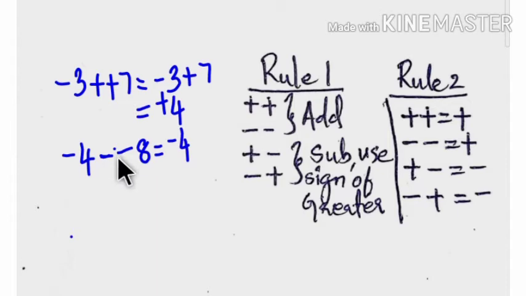Here negative into negative. We can replace two negative signs with one positive sign. Okay. So negative 4 plus 8 is equal to, if the signs are different, we should subtract the numbers and use the sign of greater number. So 8 minus 4 is 4. Sign of greater number is positive. So positive 4 will be the answer.